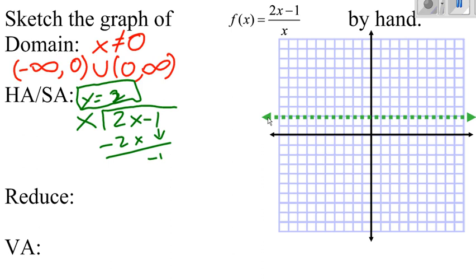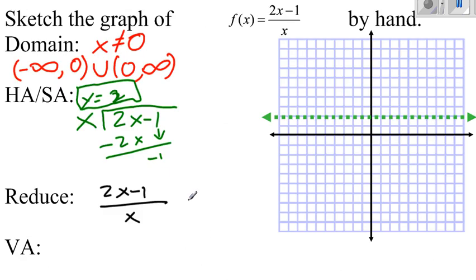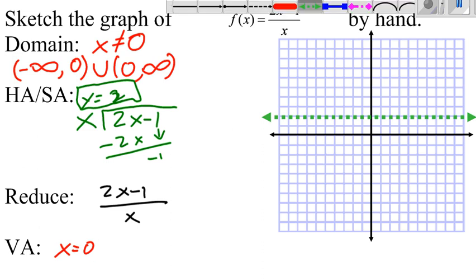So we'll go ahead and draw it. Then we will factor and cancel to reduce. Nothing factors out of either, so it's already reduced. I'll just rewrite it. And we'll find vertical asymptotes. You do that by setting the remaining denominator, since if anything reduced away, it'll change, equal to 0. So we have a vertical asymptote at x equals 0, which is the y-axis basically.